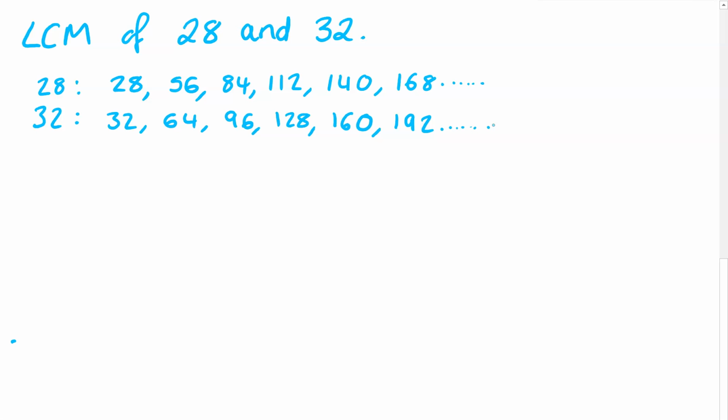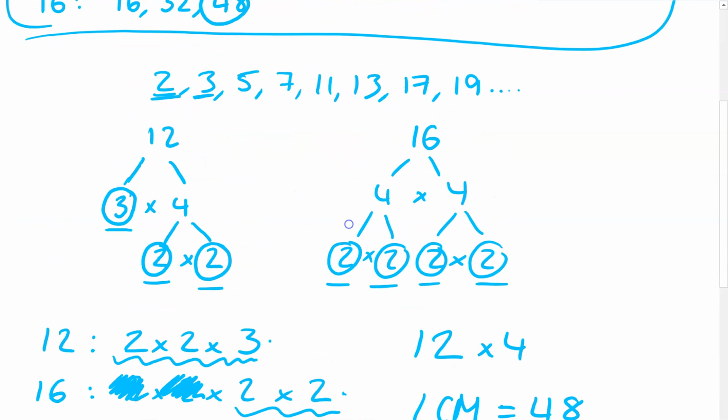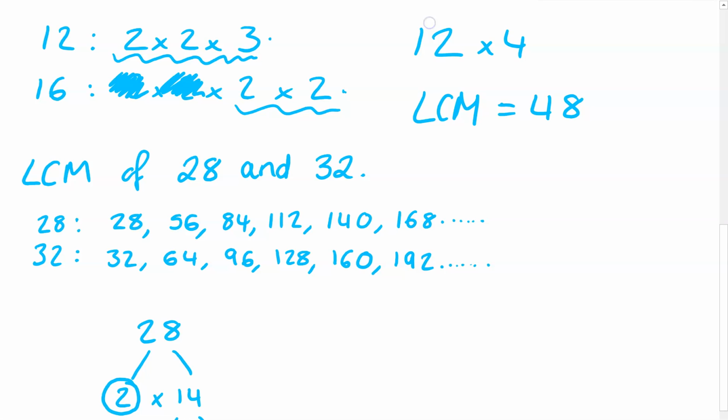So let's try the trees. So 28. Give me a timesing sum that makes 28. What about 2 times 14? Could do 4 times 7. 2's prime, so it goes in an apple. 14's not. Give me a timesing sum that makes 14. 2 times 7. And that was in the prime number list as well. Where is it? There it is. 7. So 7 goes in an apple.